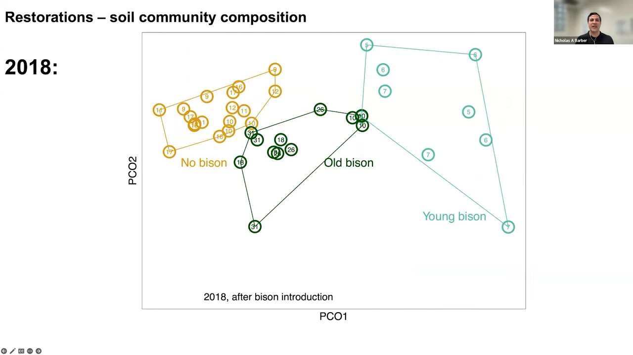And yet by 2018, when those young bison sites on the right in light green here are themselves 5, 6, 7 years old, they're remaining distinct, suggesting that bison impacts really might be playing a role in changing the succession and the outcomes of these restoration activities.